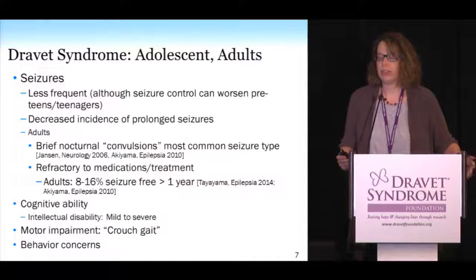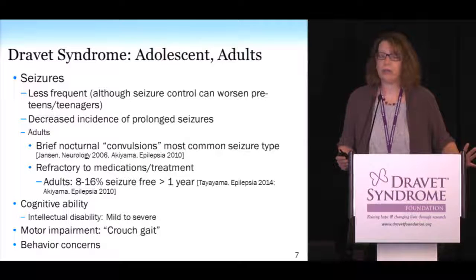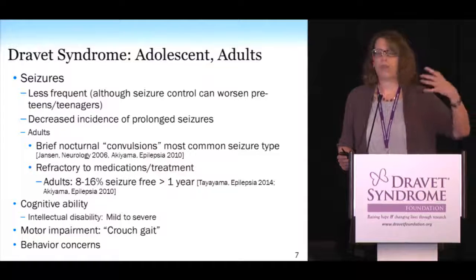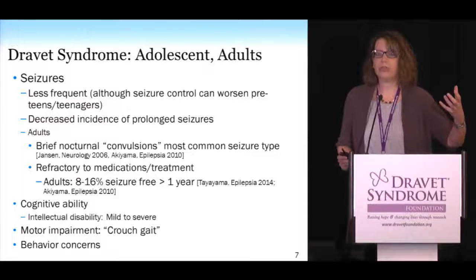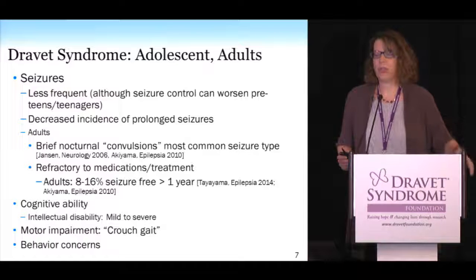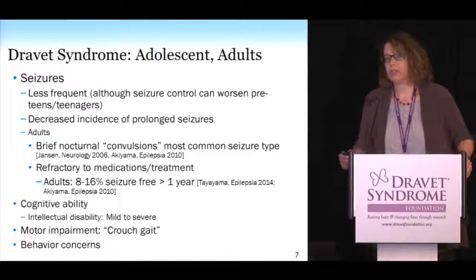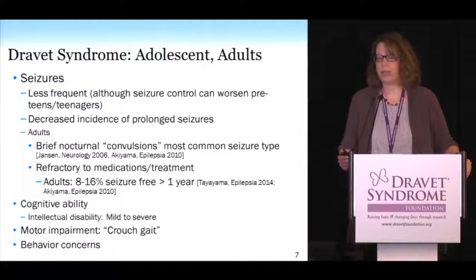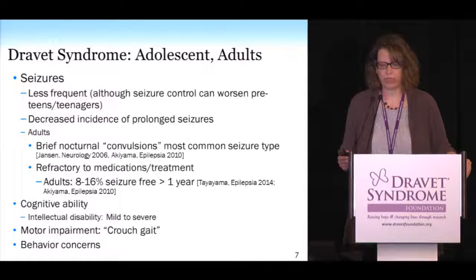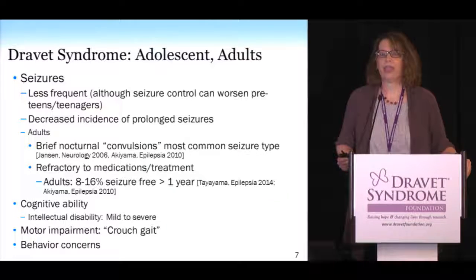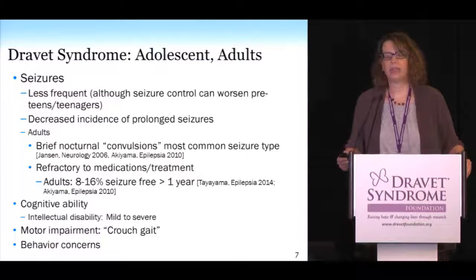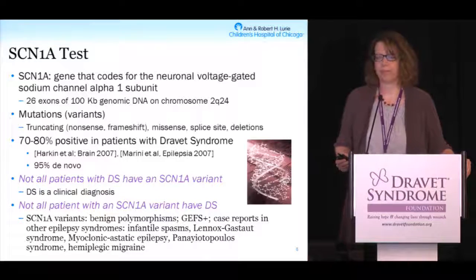The cognitive ability can range from mild, doing quite well, speaking full sentences, reading, to more typically moderate to severe outcomes that can range anywhere from a conversational speaking ability to being nonverbal. Motor impairments, again, initially, as you had heard, being unbalanced, to coming more of a crouch gait, and having behavior issues that can be significant during this time.